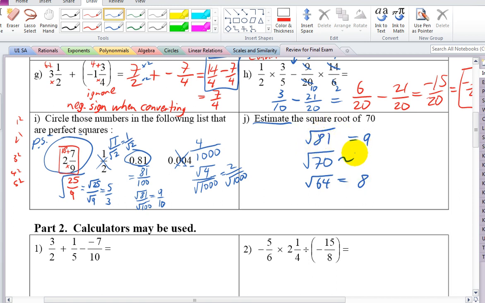What we have to figure out, are we closer to 8 or closer to 9? So now we compare the roots. Root 70, root 81, how far apart are those numbers? 11 apart. How far apart are these two numbers? 6 apart. So 6 means we're closer to 8. So 8.5 would be the middle, but we're not there. We're closer to 8. What's an estimation?